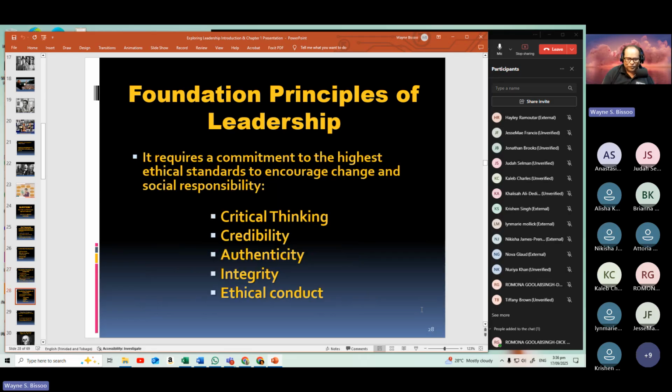So that's something you want to talk about as well. Further elements we need to be looking at are developing the highest ethical standards that govern our behavior. In order to do that, we are talking about critical thinking, credibility, authenticity, integrity, and ethical conduct.